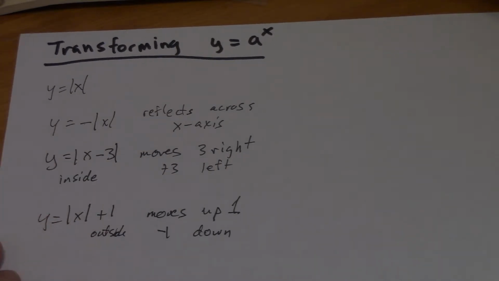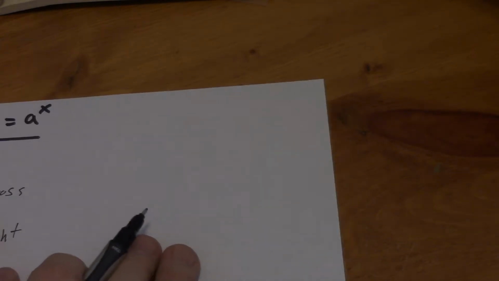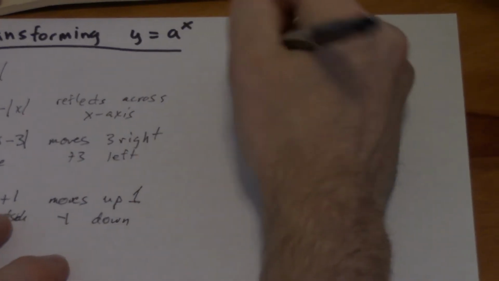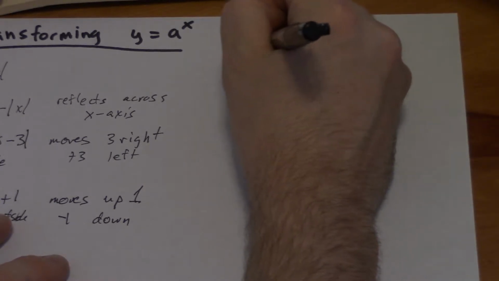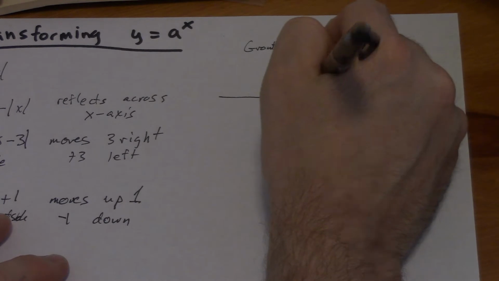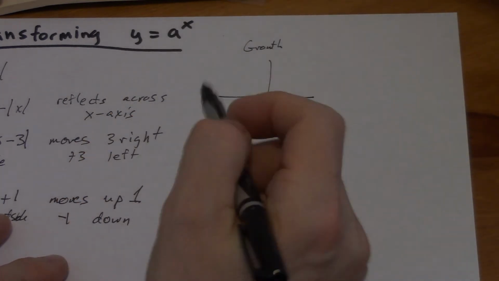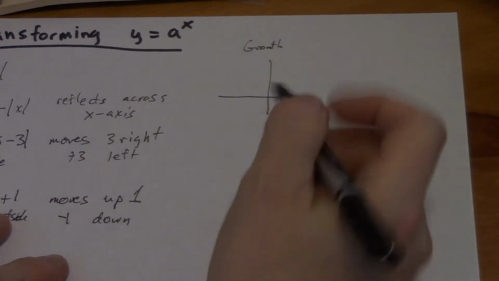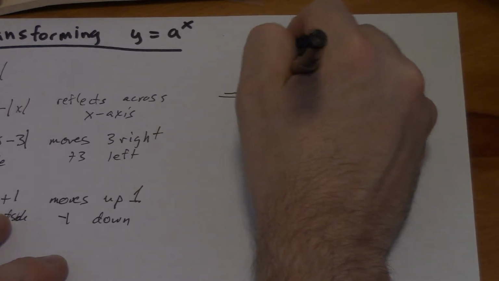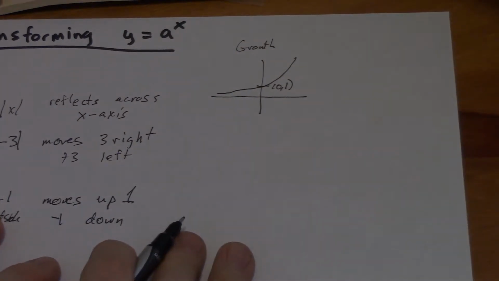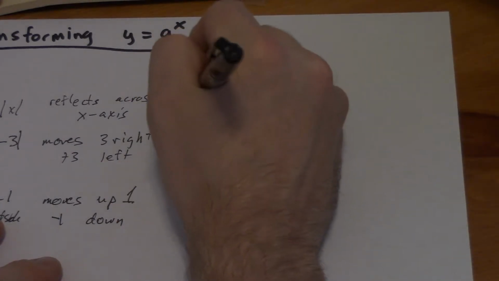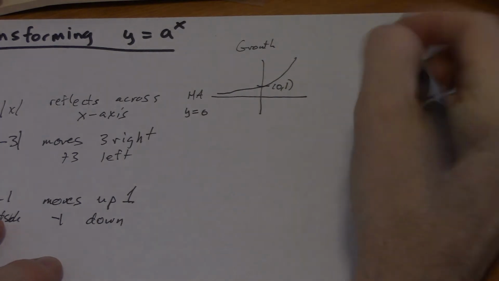Okay. All right, so we need to remember a couple things. So what's first? We need to know that we've got growth. Okay, and I'm not using an a times b to the x this time. I'm just using a as the base. So all of these graphs are going to go through 0, 1, and they all have a horizontal asymptote of y equals 0.